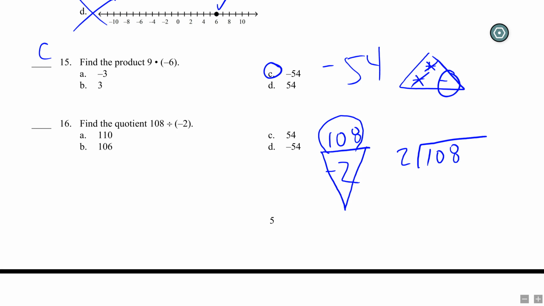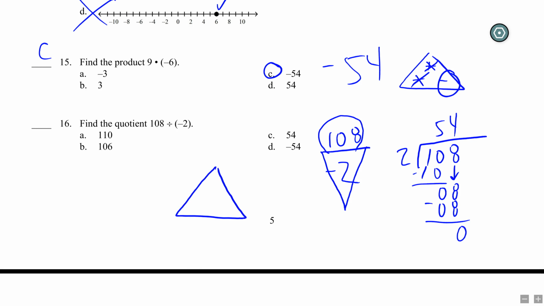And then 2 goes into 10 5 times. 5 times 2 is 10. And then I'm going to bring down my 8. 2 goes into 8 4 times. 4 times 2 is 8. And then that's my answer so far, 54. And then I need to figure out, is it positive or negative? So looking at my Triforce, I have a positive 108 divided by a negative. So a positive divided by a negative is going to leave my answer as negative. So then negative 54, and then D will be my correct answer choice.